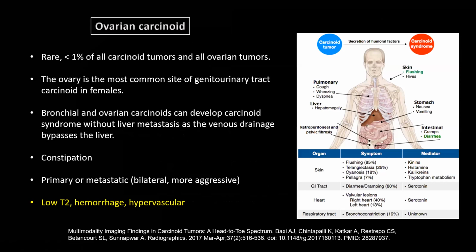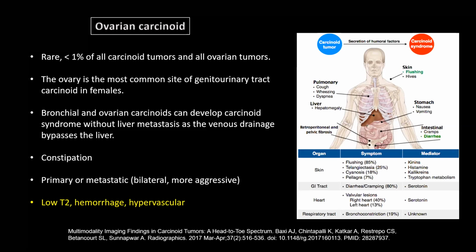Unlike the small bowel carcinoids, the bronchial and the ovarian carcinoids can produce carcinoid syndrome without the presence of liver metastasis because they bypass the liver. The venous drainage bypasses the liver and goes directly to the systemic circulation. So the mediators and the serotonin go directly to the systemic circulation and produce the carcinoid syndrome.